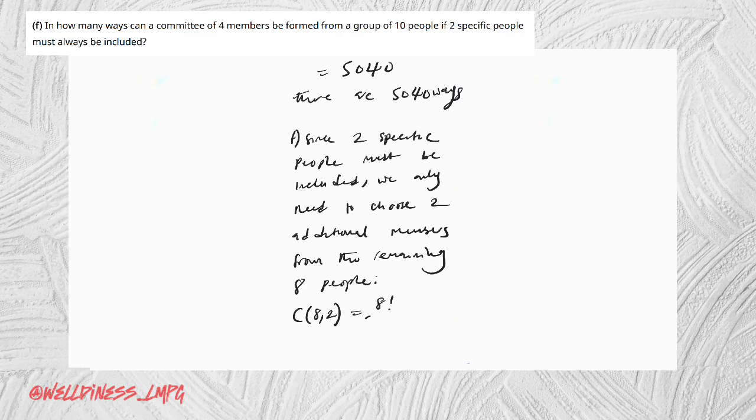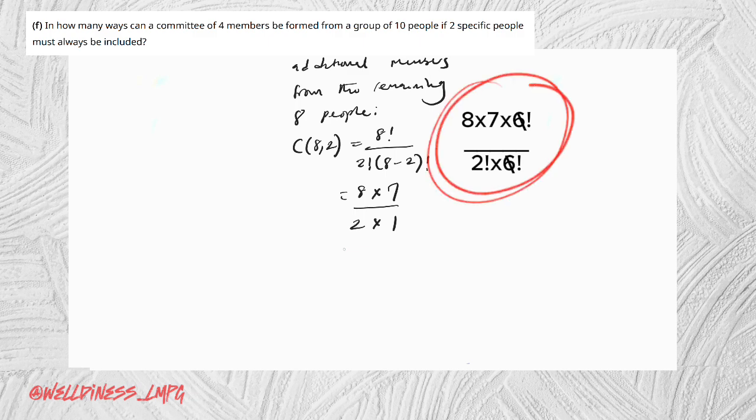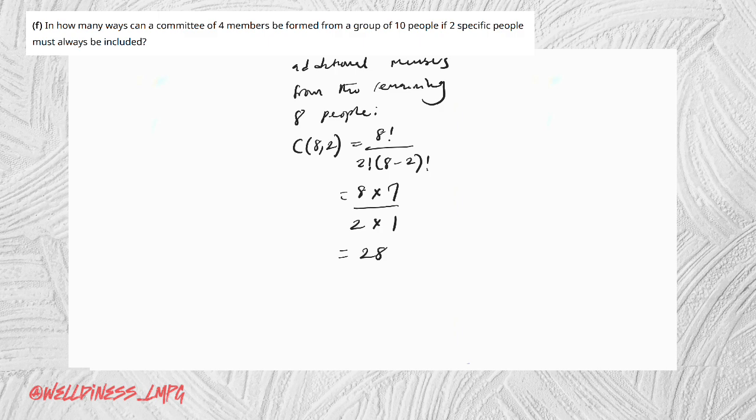So now, how do we write this out? This will be written in notation form as C(8,2), which will give you 8 factorial divided by 2 factorial multiplied by 8 minus 2 factorial. So this will give us 8 times 7 divided by 2 times 1. In case you're wondering how they arrived at that, 8 factorial is the same as 8 times 7 times 6 factorial, while 8 minus 2 is 6 factorial. So 6 factorial will cancel out 6 factorial. And that's how they arrived at 8 times 7 divided by 2 times 1. Don't forget, 2 factorial is the same as 2 times 1. So 8 times 7 will give us 56, and 56 divided by 2 will give you 28. So there are 28 ways to form the committee.